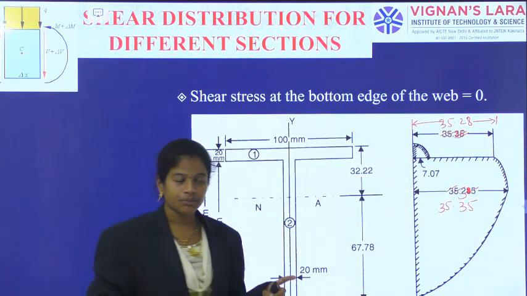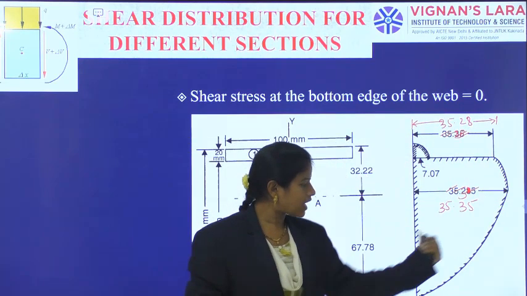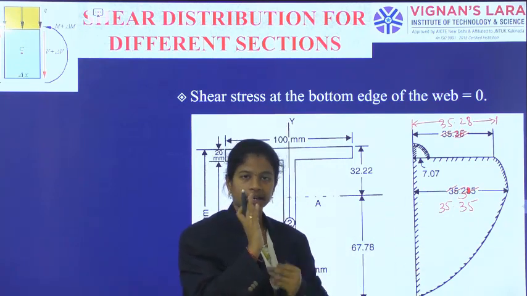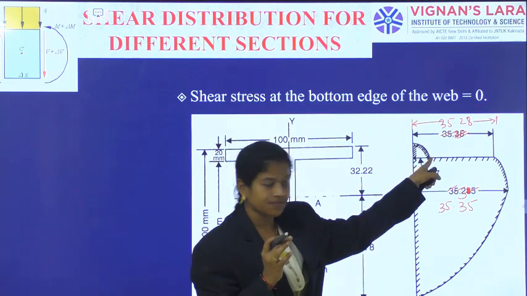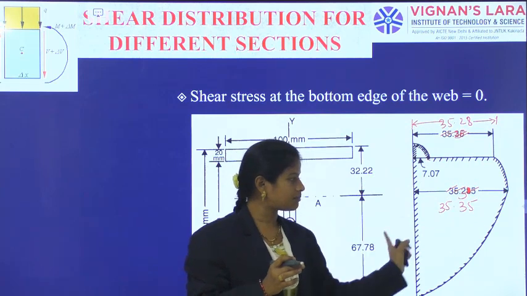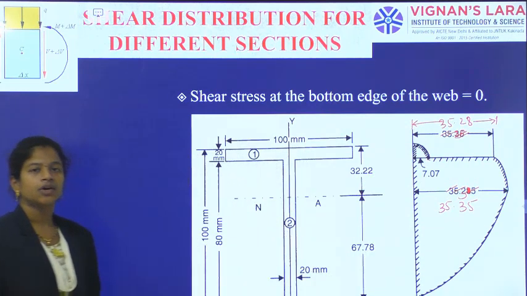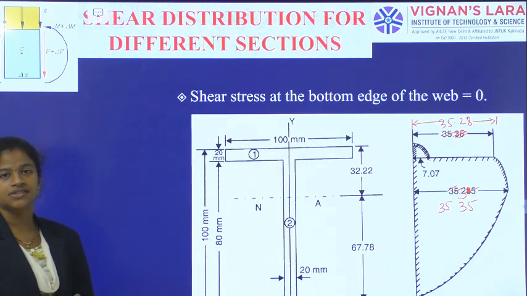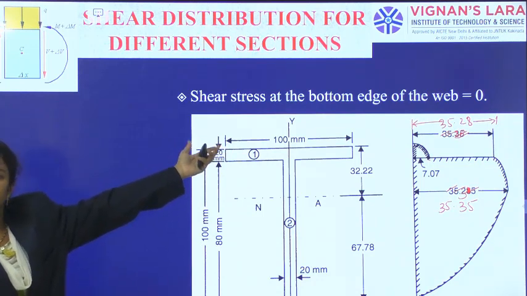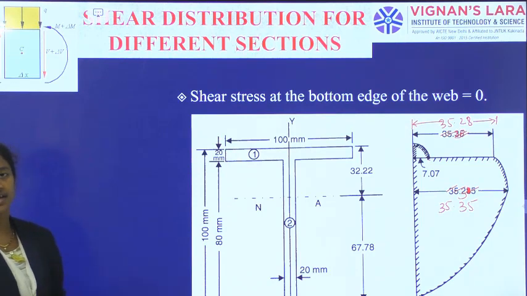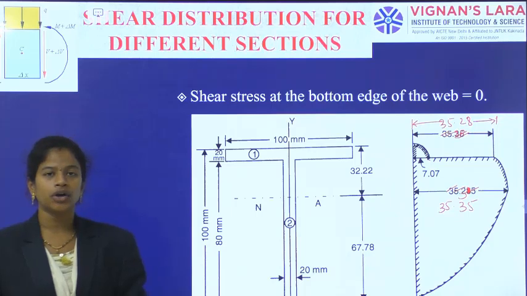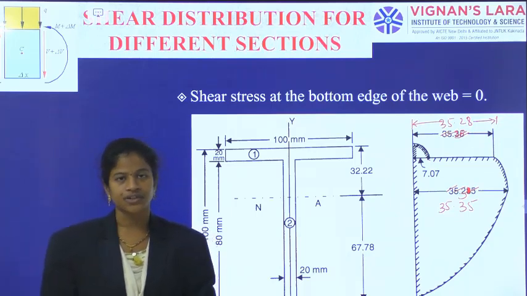Every time you have to remember that any value is measured from the vertical only. Every value is measured from the vertical level only, not from this edge. Again, from the vertical straight line we are measuring. In this way we will calculate and generate the shear stress distribution diagram. As I have already indicated, at the bottom edge of the web it is 0. So connecting all these things, we have generated the shear stress distribution diagram for the T section. In the next class we will go into the shear stress distribution for the triangular section.